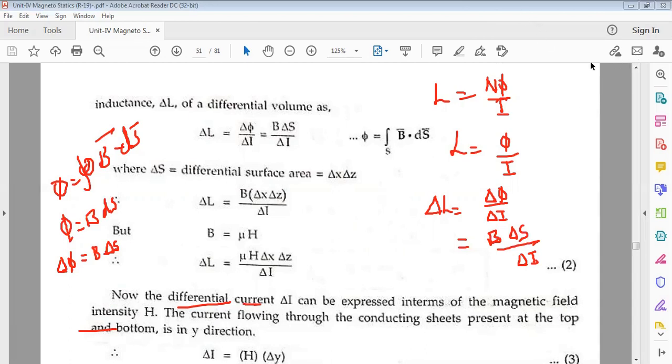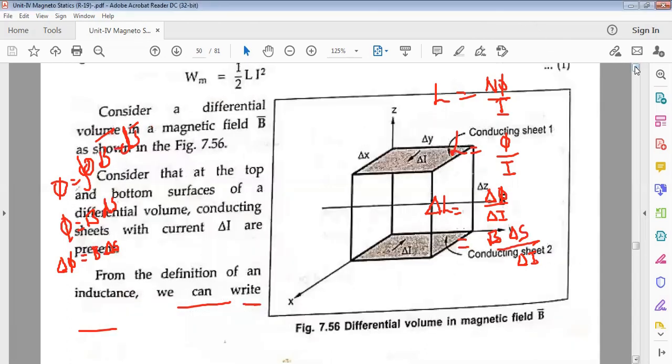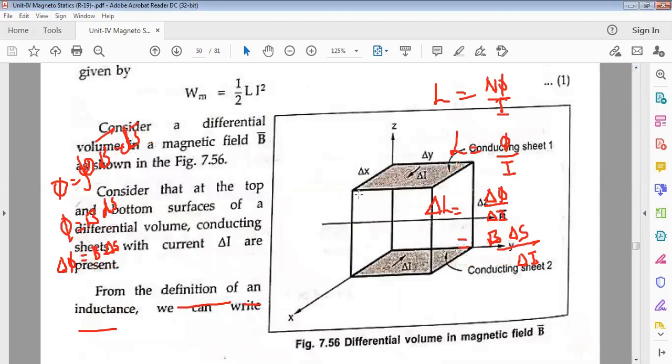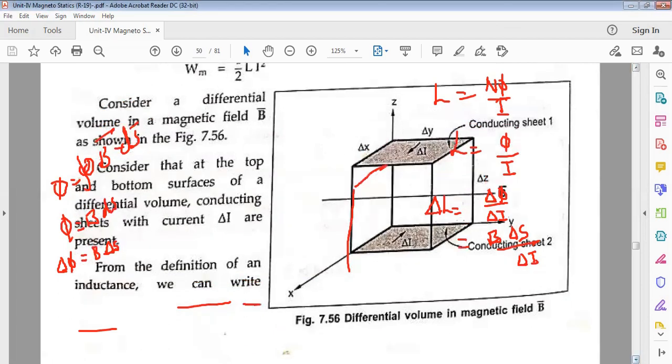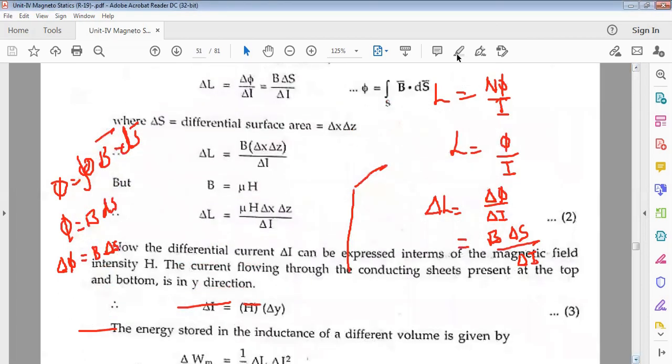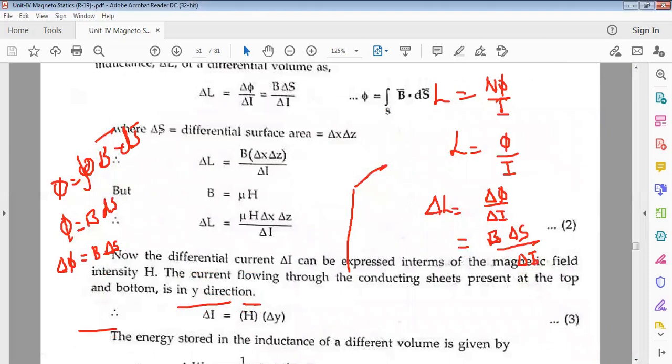From the figure, we can observe delta X and delta Z. Consider this sheet here, delta X, and this one is delta Z, the product of. So the differential surface area is delta X into delta Z.